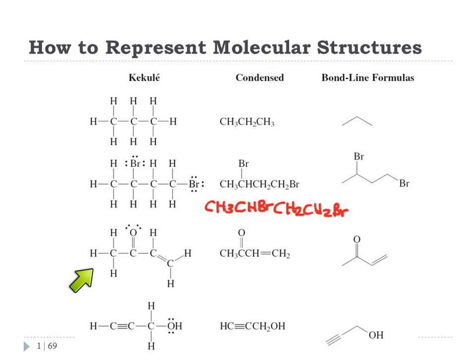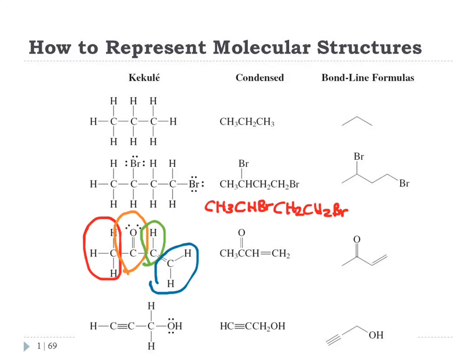So CH3, let's do, so this is the CH3, and then we've got the CO, and then we've got CH and CH2. So we're just kind of doing a shorthand.